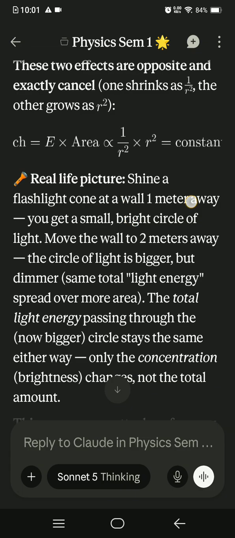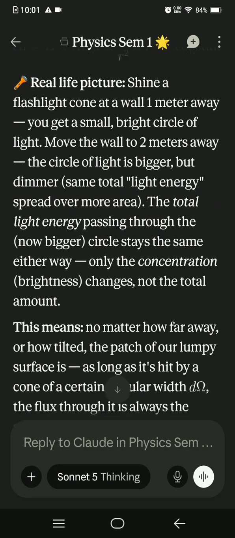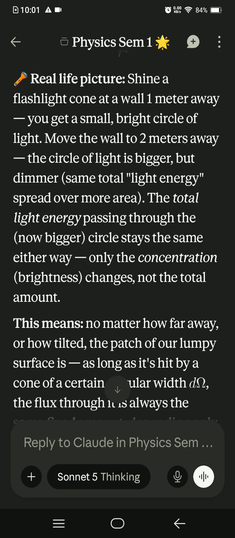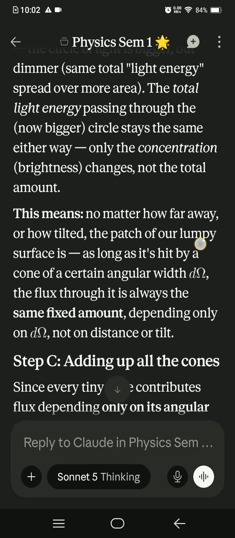Real life picture: shine a flashlight cone at a wall 1 meter away, you get a small bright circle of light. Move the wall 2 meters away, the circle of light is bigger but dimmer. Same total light energy spreads over more area. The total light energy passing through the now bigger circle stays the same either way. Only the concentration or the brightness changes, not the total amount.